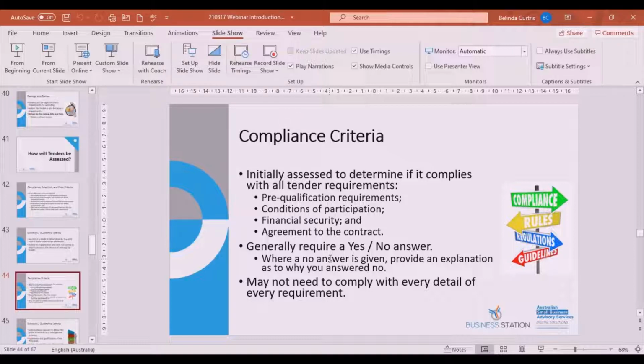A good example of that is insurance, where the tender may specify $20 million public liability, for example, but you've only got 10 million. So you don't technically comply with the requirements of the tender, but you can go on and say that if you're successfully winning the bid, you will take out the additional insurance, and you may want to include a letter from your insurance company stating that they would be prepared to give you the additional insurance if you were to win the tender.